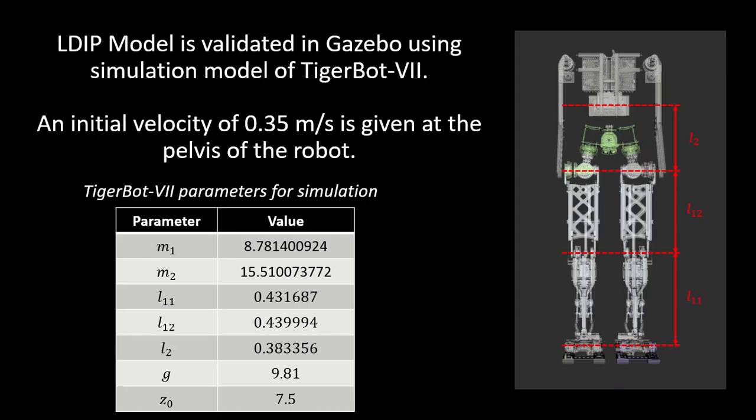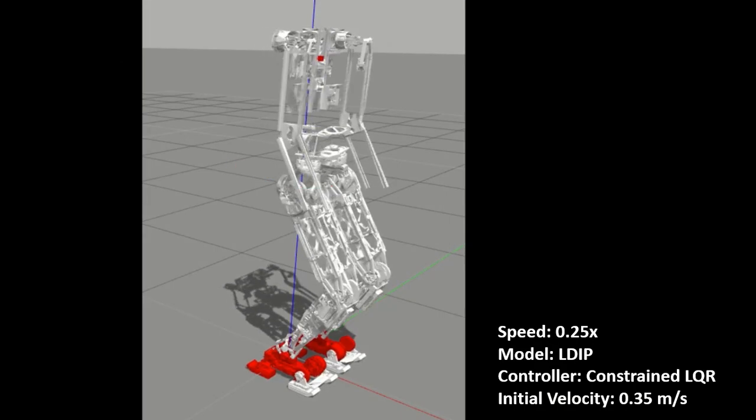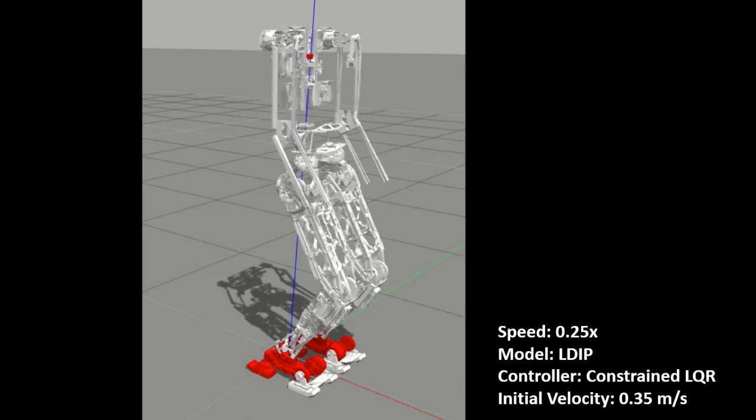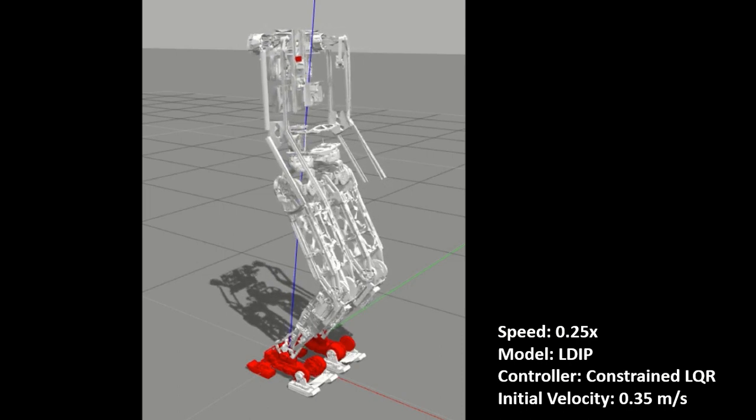The LDIP model is validated in Gazebo using a simulation model of RIT's humanoid robot TigerBot 7. In Gazebo, an initial velocity of 0.35 meters per second is given at the pelvis of the robot. As the external impulsive disturbance is applied, the robot successfully recovers from the push and maintains its balance.